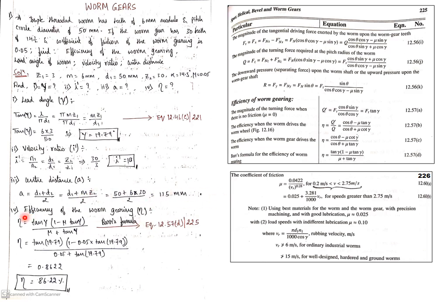The next thing is efficiency. We get it from Buckingham's formula, from page number 225. You can use this formula for efficiency. Efficiency is equal to 86.22%. You will get this.